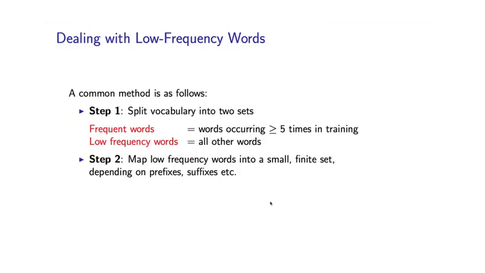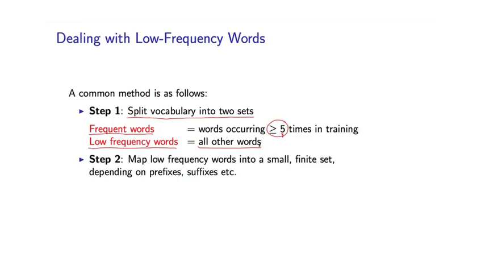So a common method which is used is as follows. In the first step, we split the vocabulary into 2 different sets. We'll do this as follows. I'll define so-called frequent words to be any word occurring greater than some threshold. A typical value might be 5. We define a frequent word to be any word occurring 5 times or more in training, and we define low frequency words to be all other words.